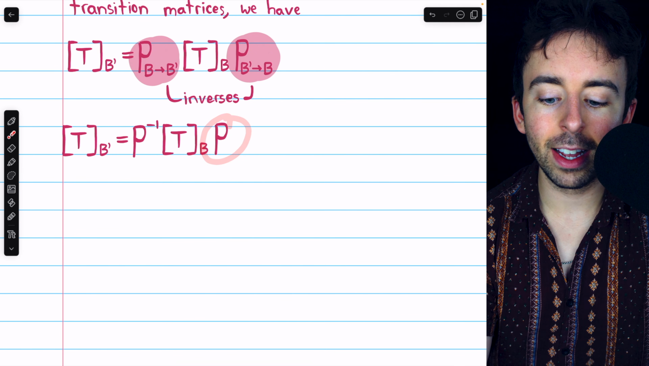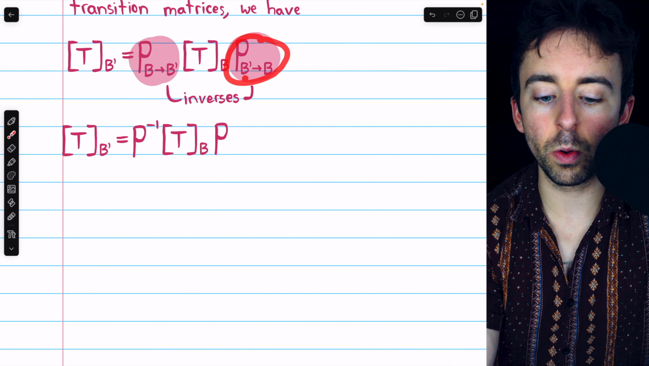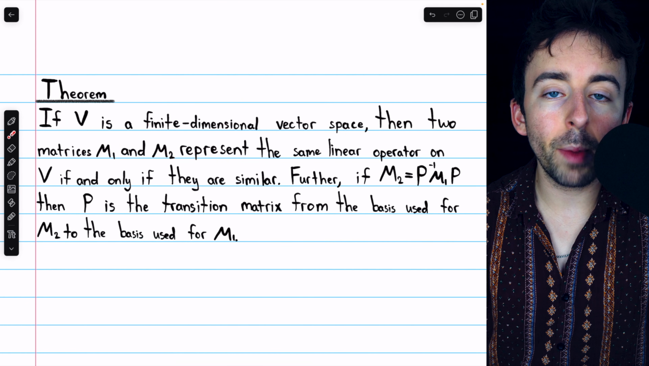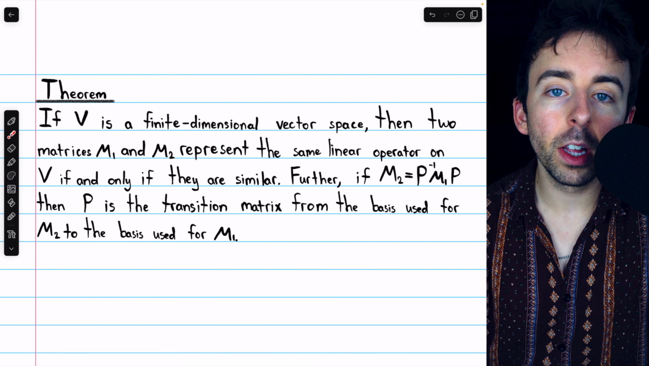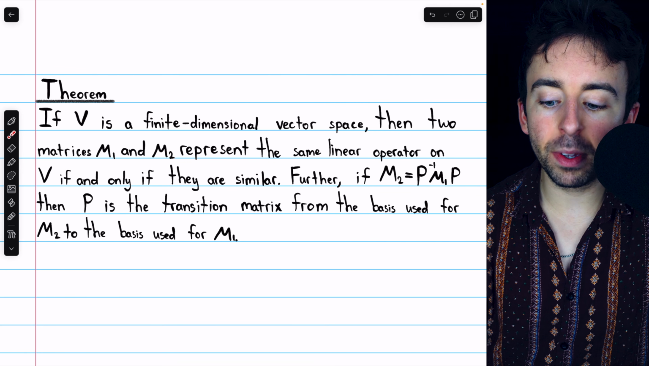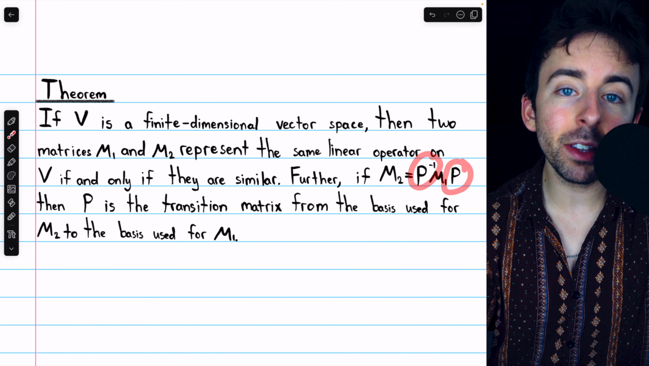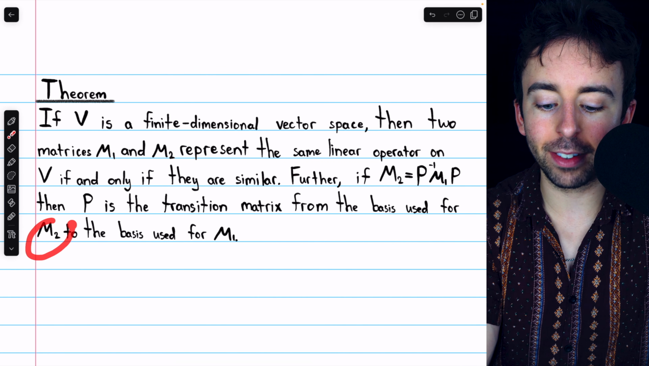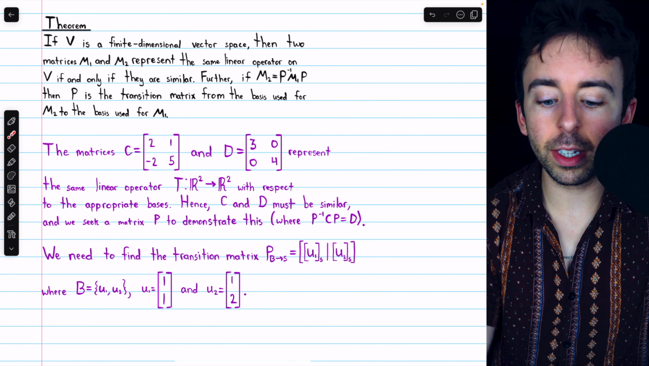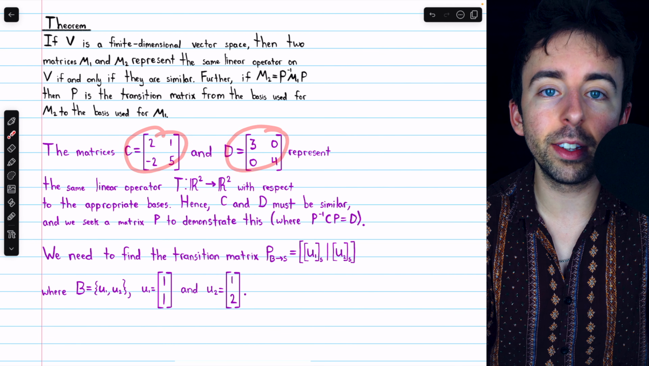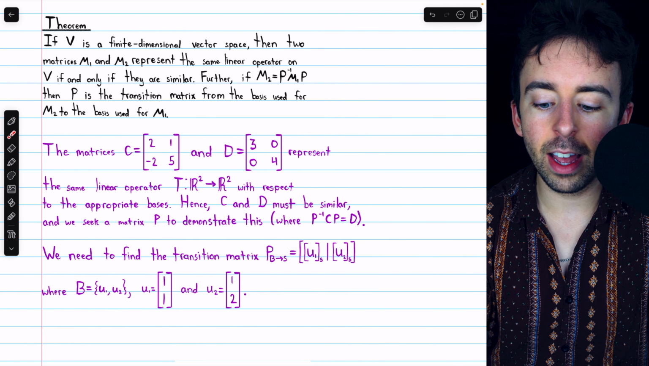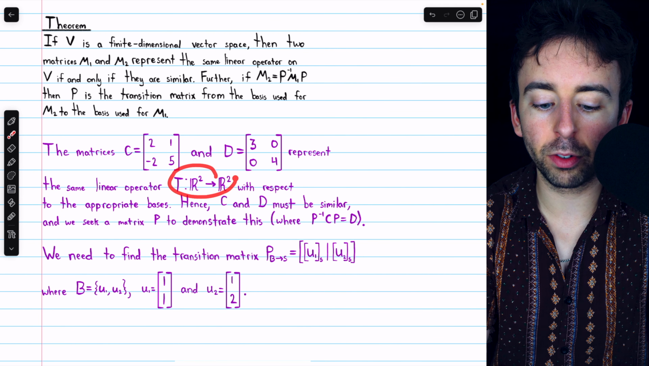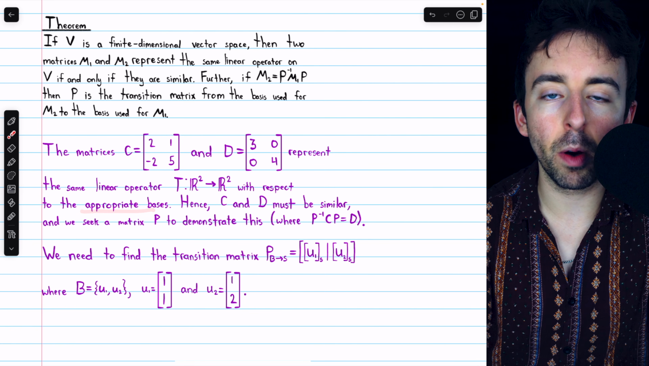This P on the right is the transition matrix from the basis used for this one to the basis used for this one. So for transformation matrices of the same linear operator, not only do they have to be similar, but specifically the matrix P that would demonstrate their similarity is a transition matrix that goes from one basis to the other. For an example, consider those transformation matrices that we discussed before. Let's call this one C, and we'll call the diagonal one D. We know they represent the same linear operator from R squared to R squared with respect to the appropriate bases.